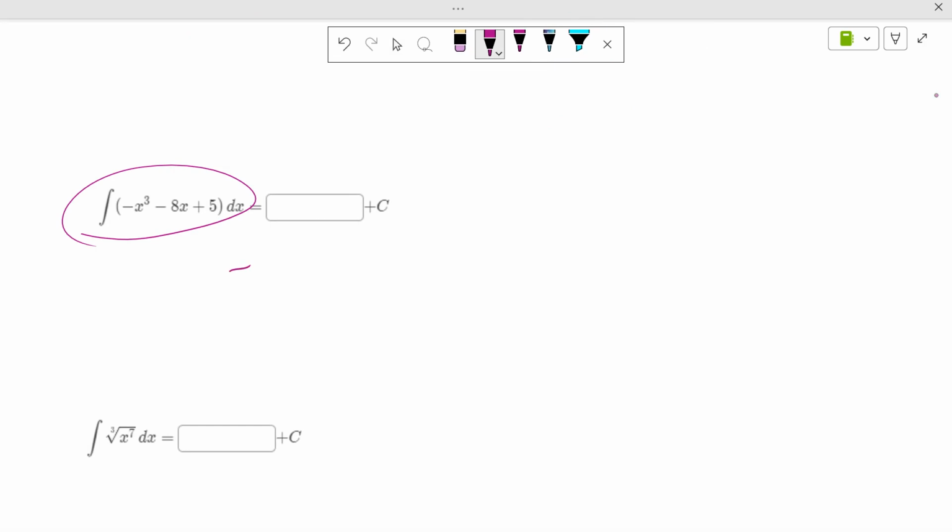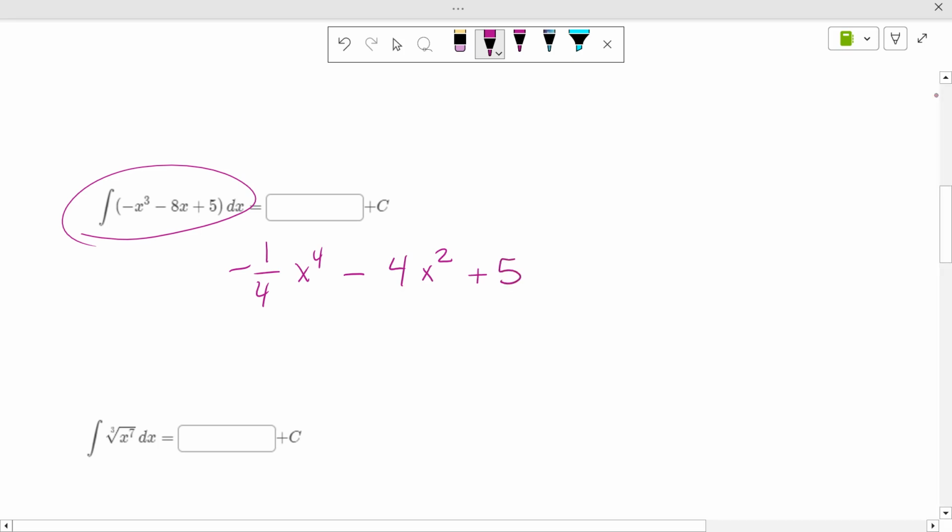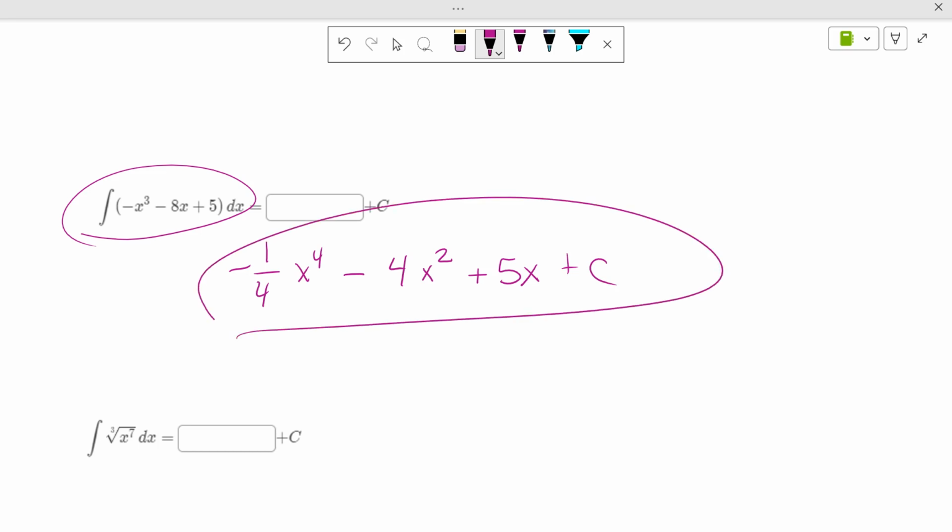Negative 1, not third, 1/4 x to the 4th, minus, and then what's a variable going to be first of all? X squared. So 2 times what is 8? 2 times 4 is 8. So that's how you get the coefficient. And then plus 5x plus c. Okay. So if you take the derivative of this, it should be this. Okay, that's what we're doing.